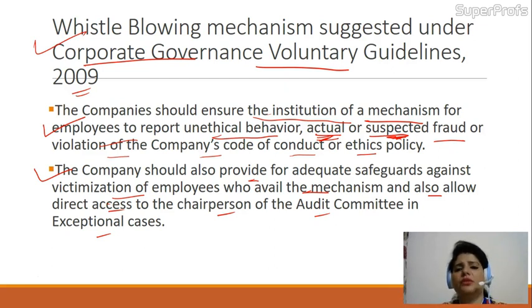suggested as per the Corporate Governance Voluntary Guidelines 2009. That is, the company should ensure an institution or mechanism for employees who face unethical behavior, suspected or actual frauds and violation of the company's code of conduct or ethical policy. Second, they should provide adequate safeguards against the victimization of employees who avail the whistleblowing policy, and those employees can have direct access to the chairman of the audit committee. So these were the suggestions by the Corporate Governance Voluntary Guidelines 2009.